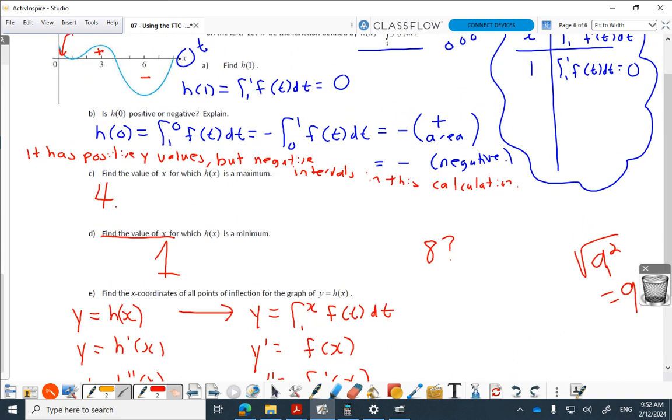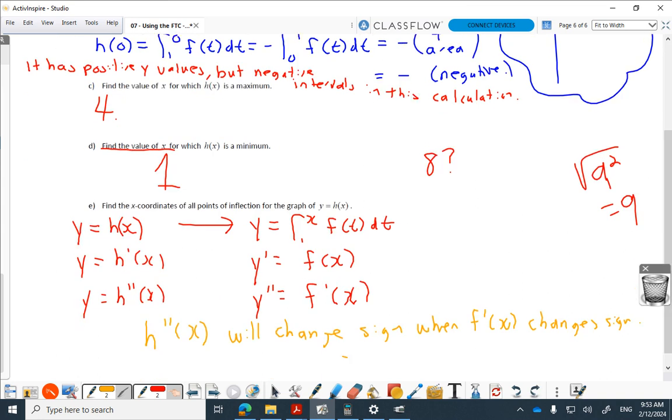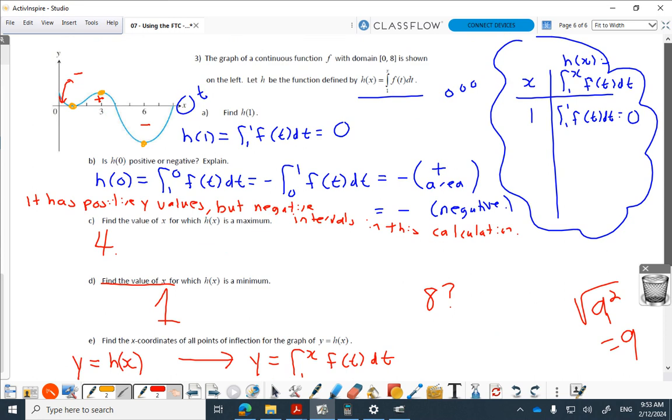When does f prime change sign? There's the graph of f right there, friends. When does f prime change signs? That's when it goes from decreasing to increasing, or increasing to decreasing. Here, there, there, there. There's when the derivative of that function changes sign. At 1, it goes from negative derivative to positive derivative. Answers: x equals 1, 3, and 6.